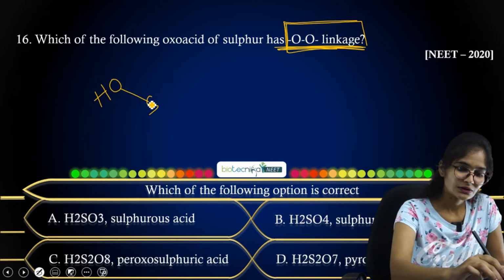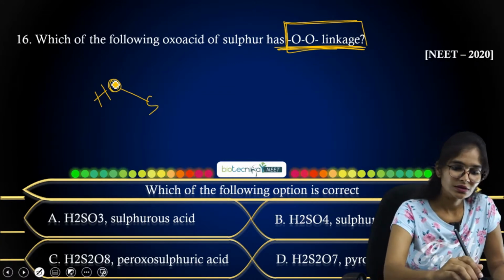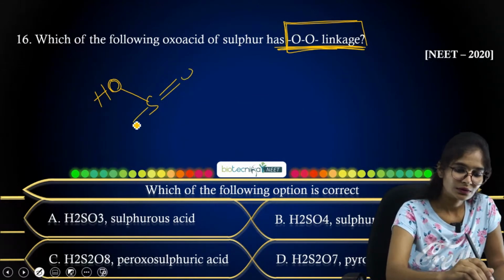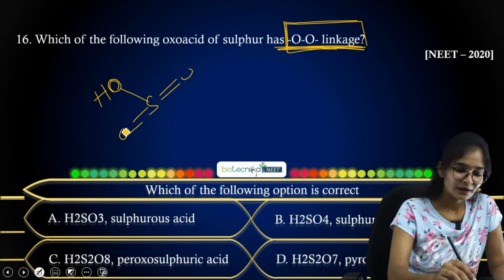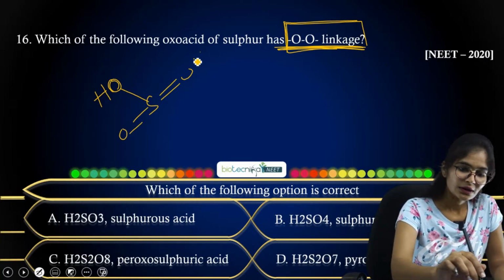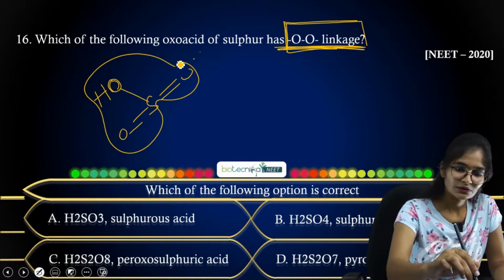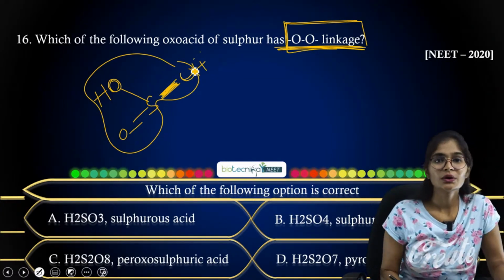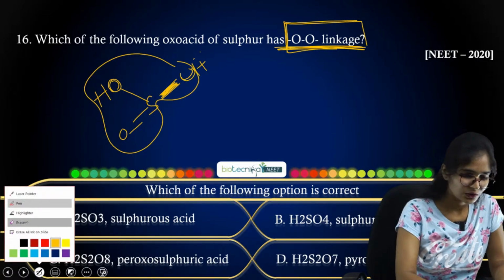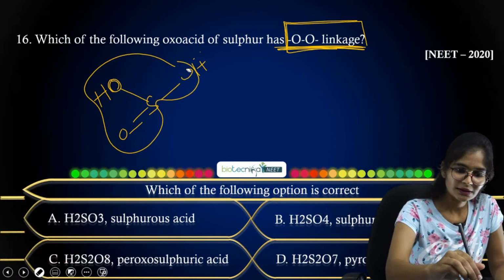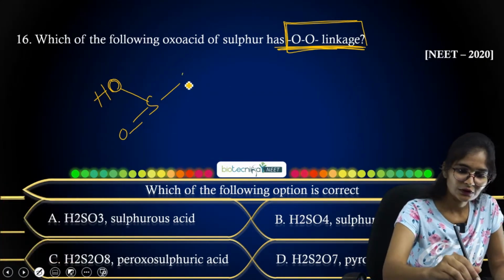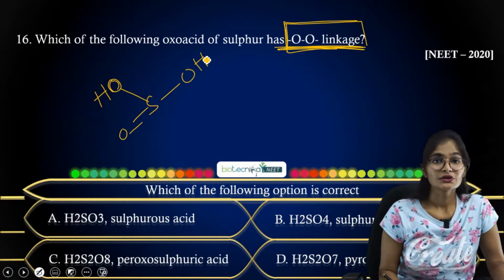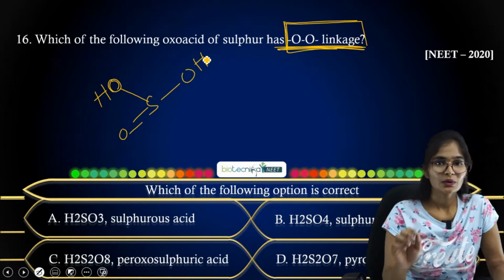So in H2SO3, I will mention it as OH here, right? And double bond O. Okay, and it will be H2SO3. So there will be only one bond and one hydrogen on each OH. Just let me show it properly so that it will be clear for you instead of confusing. Okay, so it will be OH. So H2SO3, where you have two OH and one double-bonded oxygen.